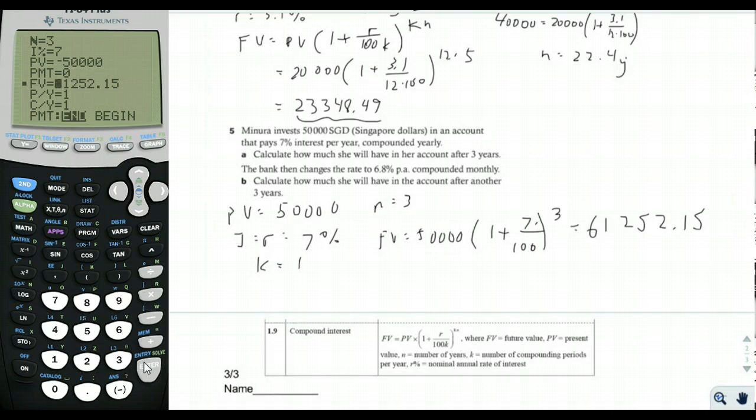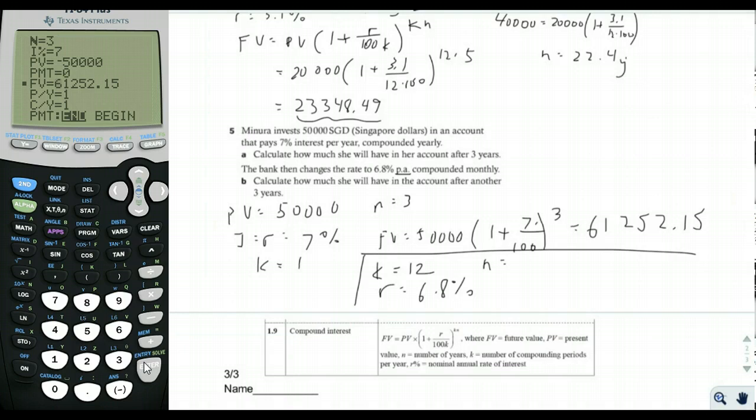The bank then changes the rate to 6.8% per year, compounded monthly. PA is per annum, which just means per year. So compounded monthly, now they're going to change the K value to 12. And they change the interest rate to 6.8%. So calculate how much she'll have in her account after another 3 years.